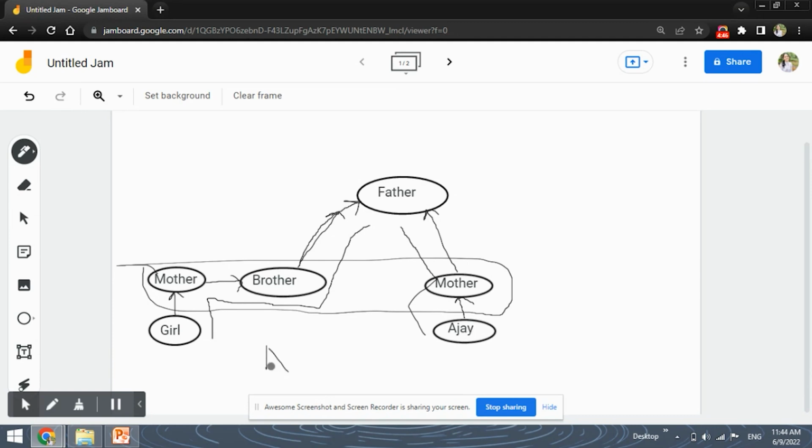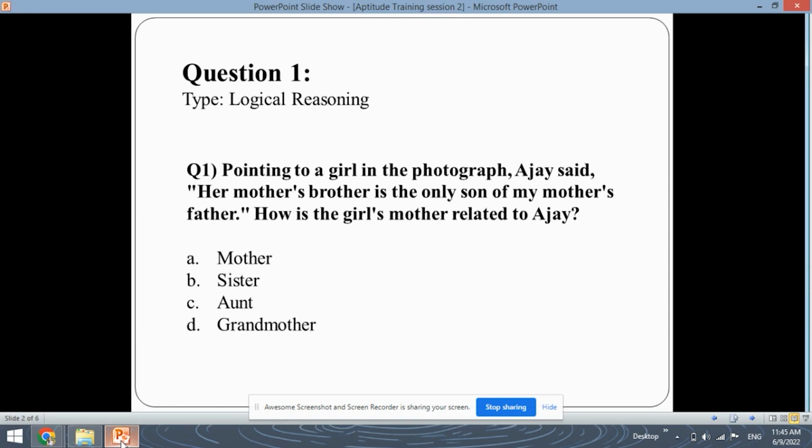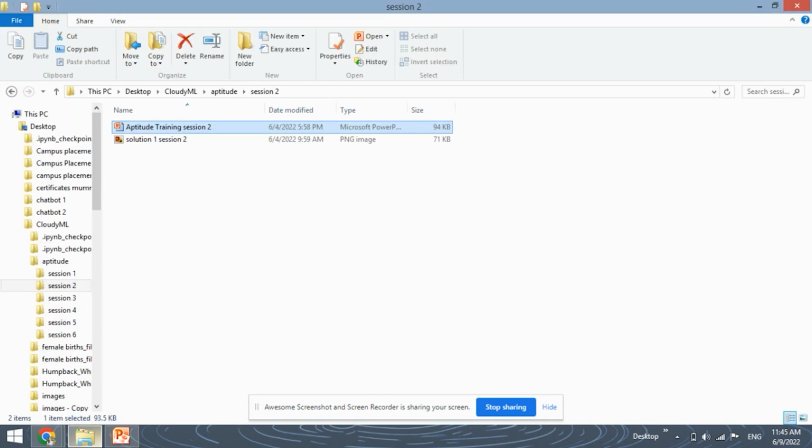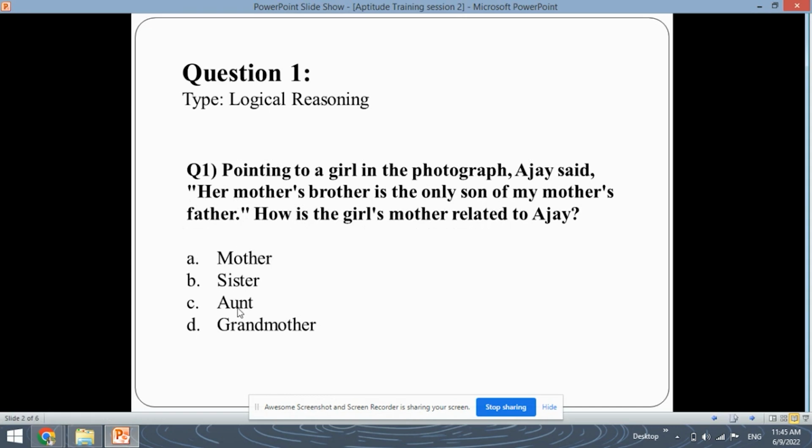This is the answer that our question is asking, that who is the girl's mother to Ajay. So we found out that this girl's mother is Ajay's aunt. Okay, so our answer is option C, which is aunt.